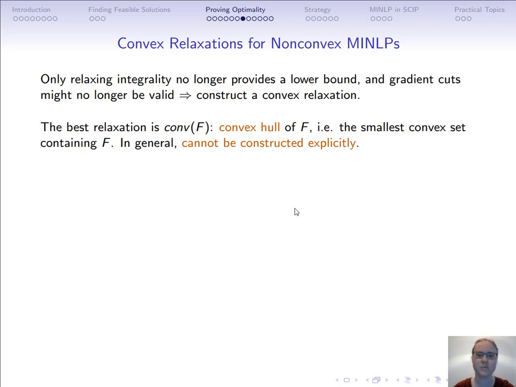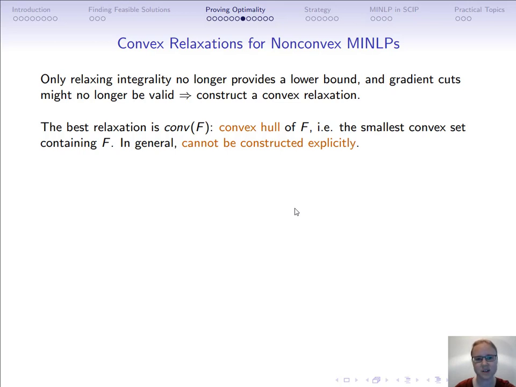The best, by which I mean the tightest convex relaxation of a set, is its convex hull, which is defined as the smallest convex set containing the original non-convex set F. However, in general, we have no idea how to explicitly construct the convex hull. And because of this, we go step by step and simplify our task.